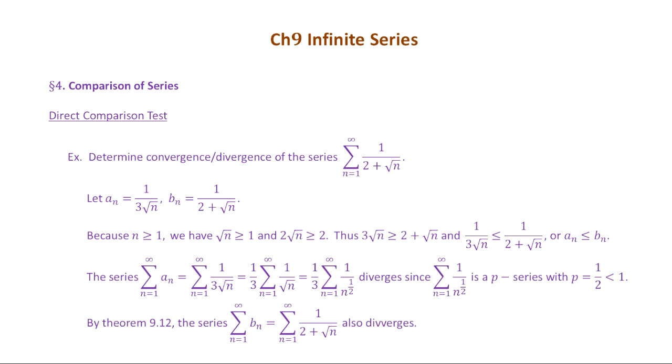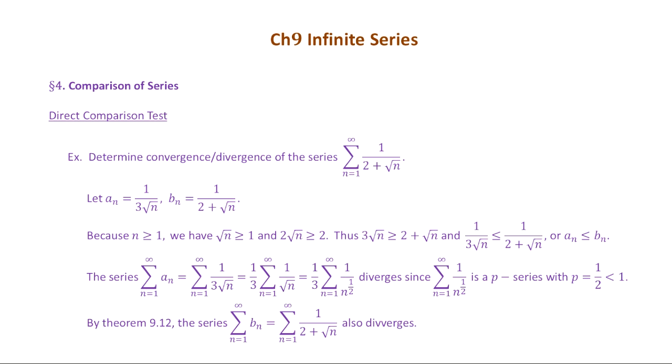As n is greater than or equal to 1, that's obviously the case. Then we have square root of n is greater than or equal to 1. Obviously, take the square root, it has to be greater than or equal to 1. And then multiply 2 on both sides of this inequality, you get 2 square root n is greater than or equal to 2. And then you add another square root n on both sides, so you get a 3 square root n on the left and a 2 plus square root n on the right.